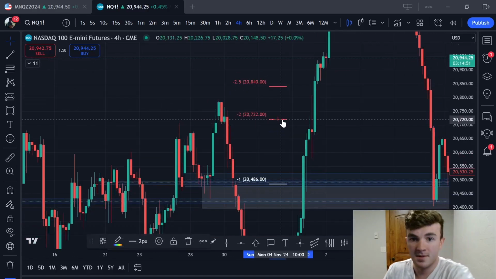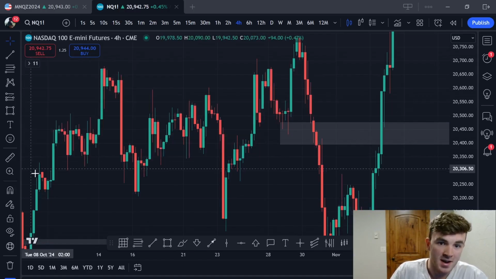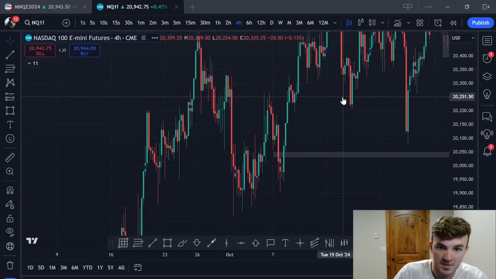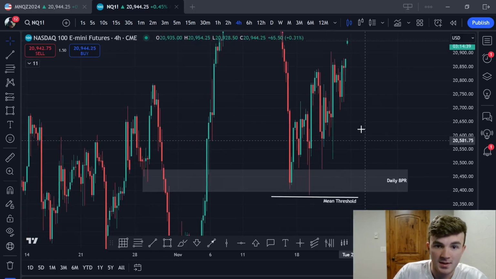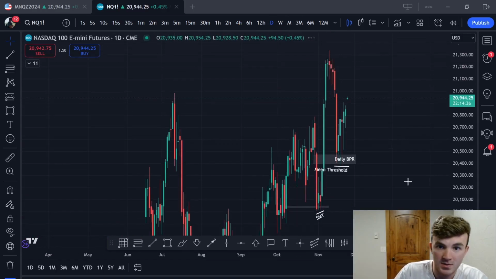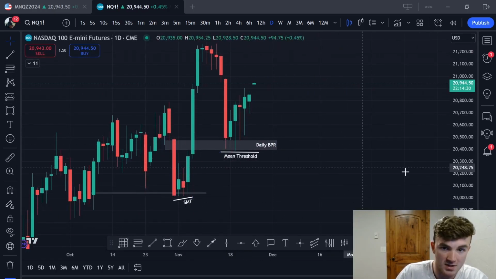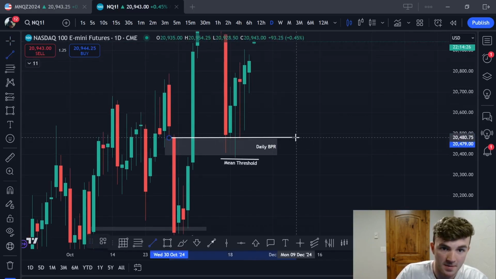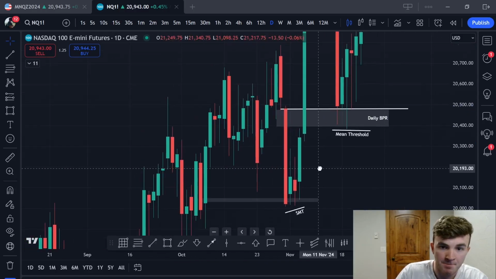So next thing I want to talk about, I'm going to get rid of the opening gaps because it's kind of a lot, and I usually keep them on a separate tab so it doesn't get overwhelming. Next thing I want to talk about though is you can see this was also not only this series of down close candles mean threshold, but this is also a daily order block. So this right here was held, the candle bodies held this area.